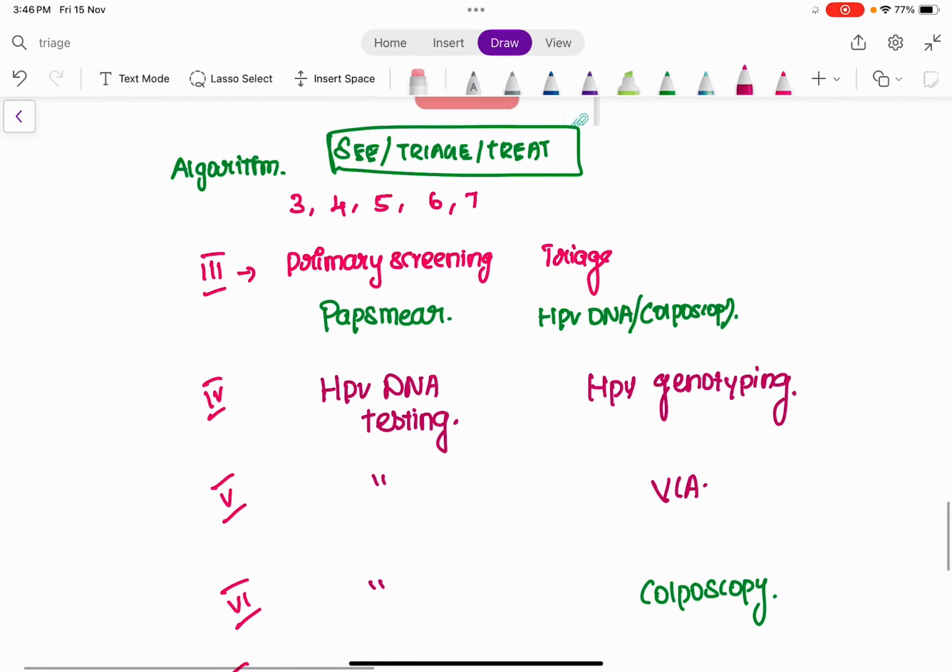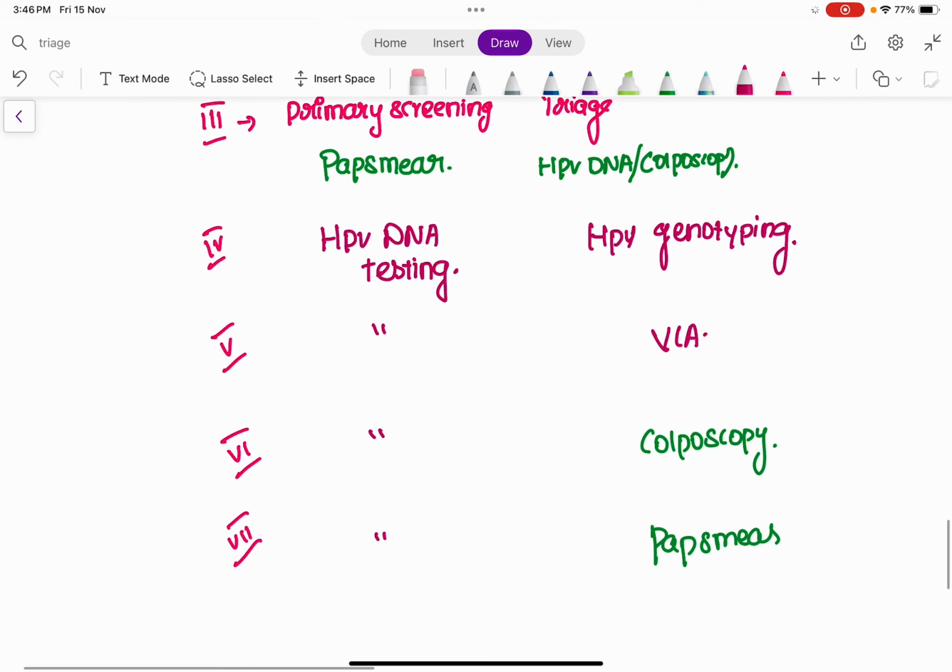Now, is that clear for you? Yes. So the WHO algorithms which have been released for the see, triage and treat approach were 3, 4, 5, 6 and 7. In 3, the primary screening test was pap smear. In 4, 5, 6, 7, the primary screening test was HPV DNA testing, which is the most preferred primary screening test in see, triage and treat approach.